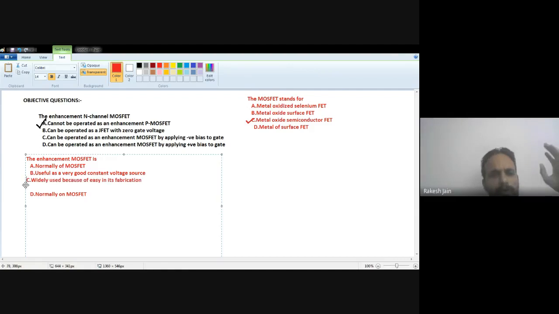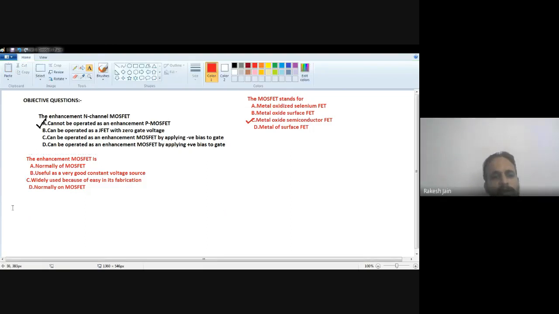Widely used for easy fabrication? No, enhancement MOSFET is not easy to fabricate, because the drain and source terminals will be taken out from separate layers, unlike the depletion enhancement and normally on MOSFET. So it is written that it is a normally off MOSFET, meaning OFF, normally off MOSFET versus normally on MOSFET. So the enhancement MOSFET is termed a normally off MOSFET. Remember this thing.